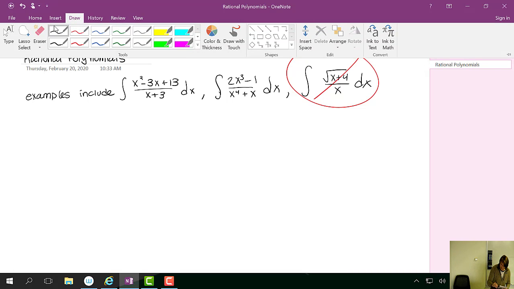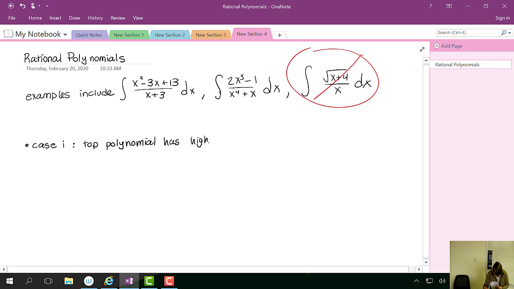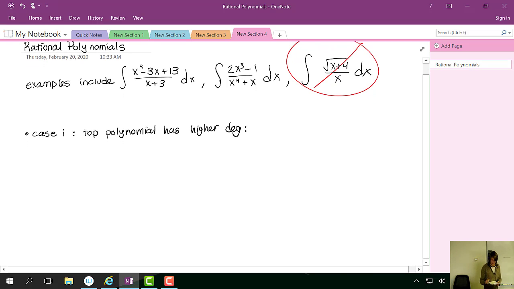And so the way I like to think about the options we have here are one, top polynomial has higher degree. So in our examples, that would be this first one right here. So who remembers the general method we want to try when the top polynomial has a higher degree? Right, we try.